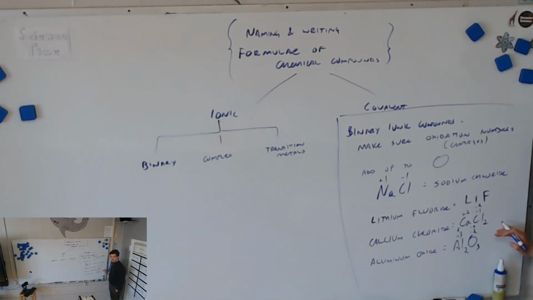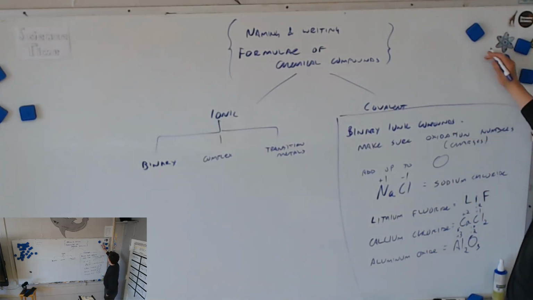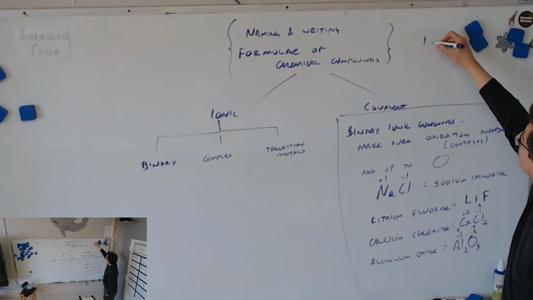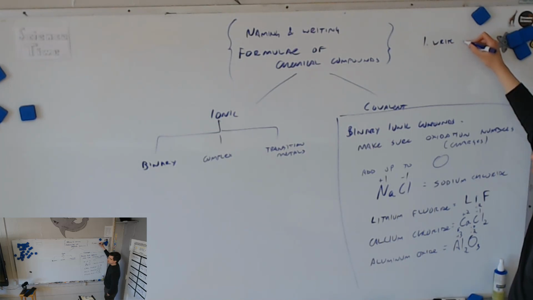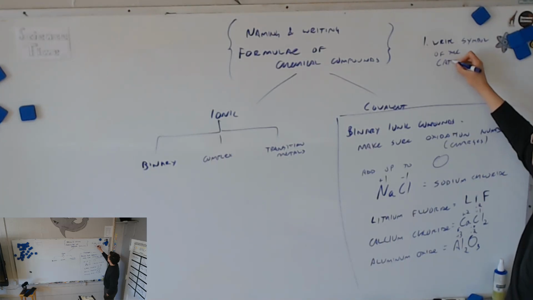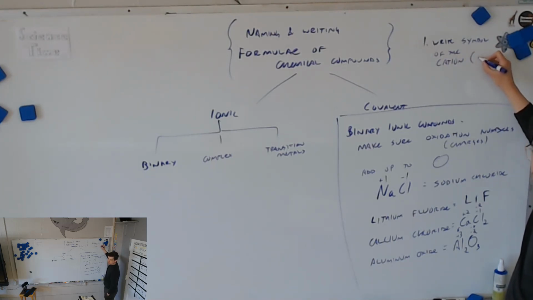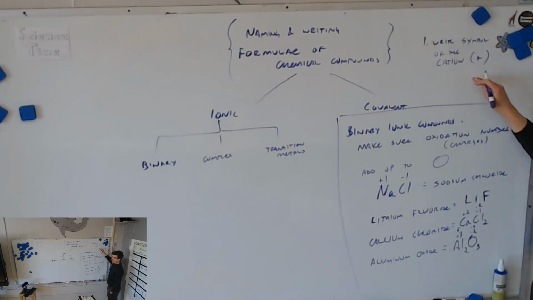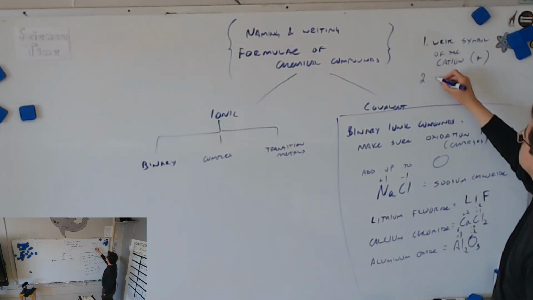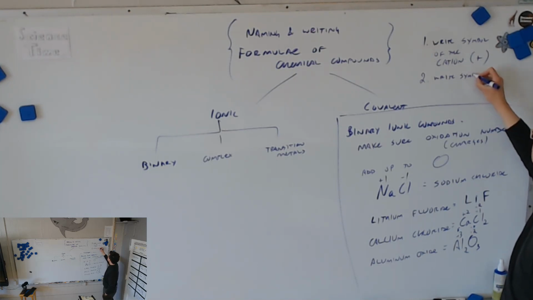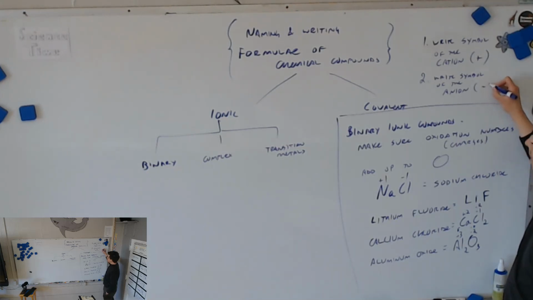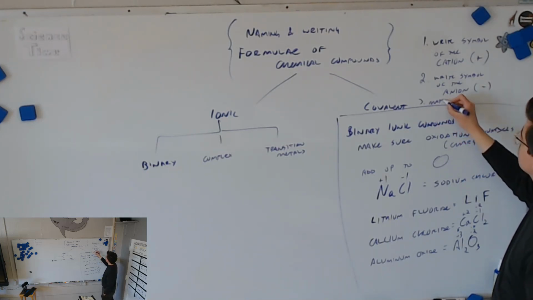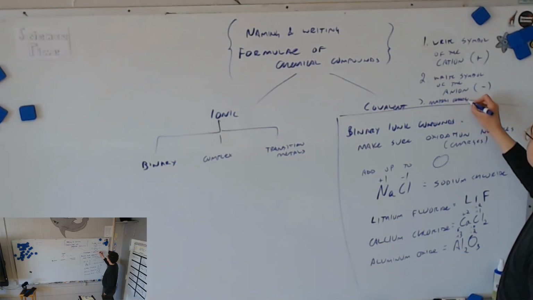So to write the formula, I'm going to give you some little steps up here. One, write the symbol of the... We call this the cation. The cation has what charge? Positive. Write the symbol of the cation first. Then write the symbol of the anion. Can you guess what charge the anion has? Negative. And then we match charges using what?